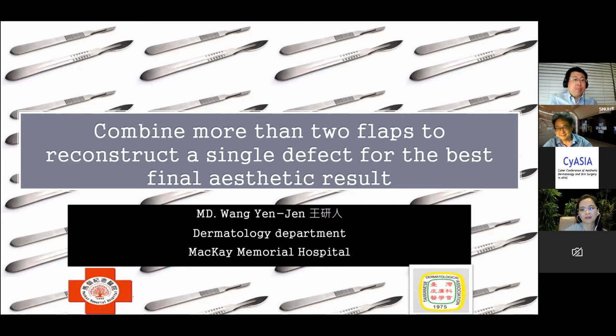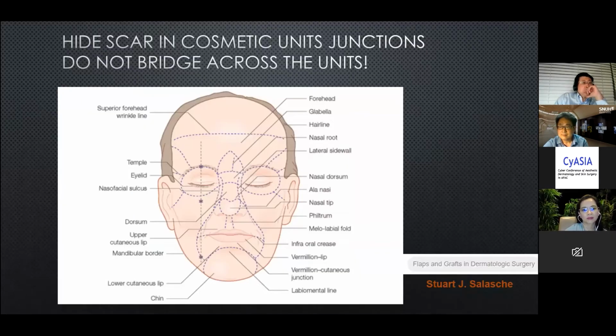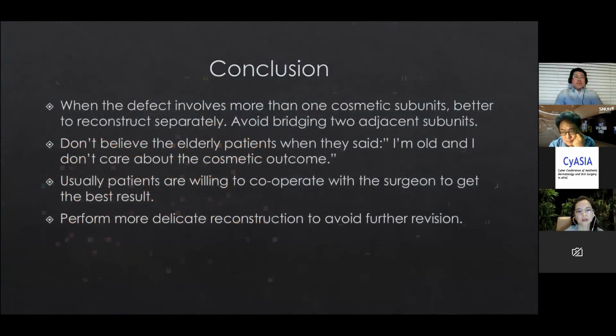And today my topic is to combine more than 2 flaps to reconstruct a single defect. Just like Professor Hall said, this is a cosmetic unit, and we should hide the scars in the cosmetic unit junctions and not bridge across the unit. I think when the defect involves more than 1 cosmetic unit, if we have time and the patients are willing to cooperate with us, it's better to reconstruct separately.